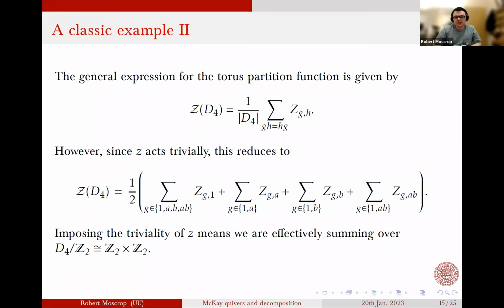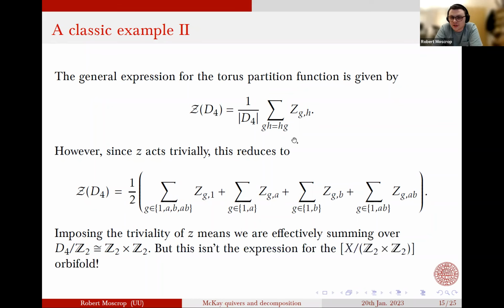But is this really just the expression for the torus partition function of the Z2 cross Z2 orbifold? And there are a few ways you can see that this is definitely not the case. So first of all, the prefactor out front is 1/2. But really, if it were for the Z2 cross Z2, there should be a quarter. Okay, is it just 2 times it? And we can easily see again, that's not the case.